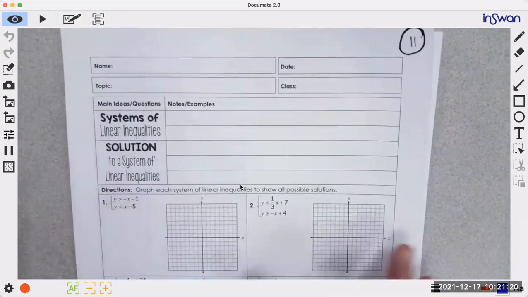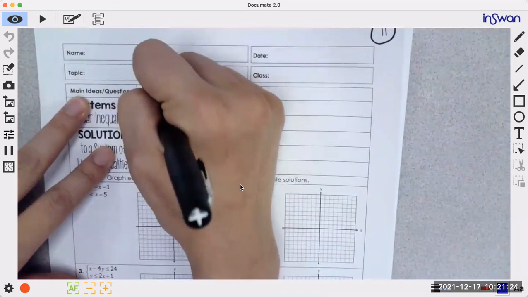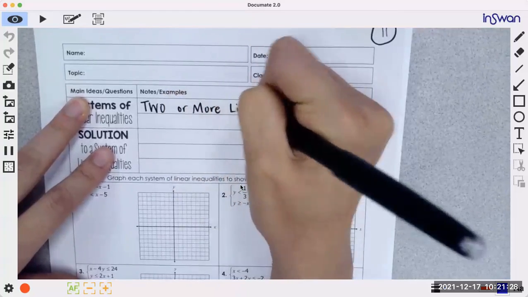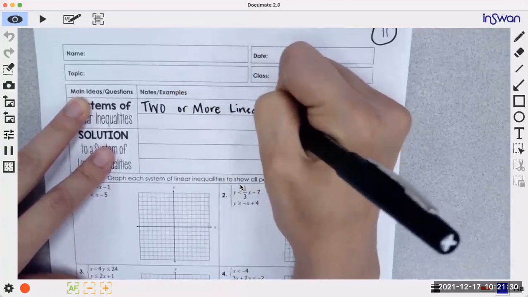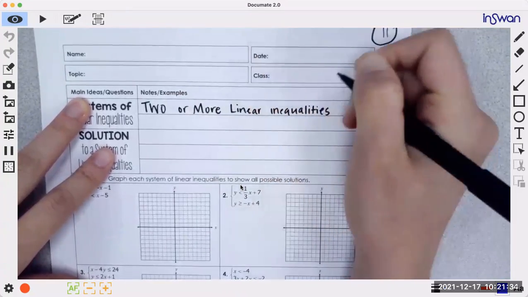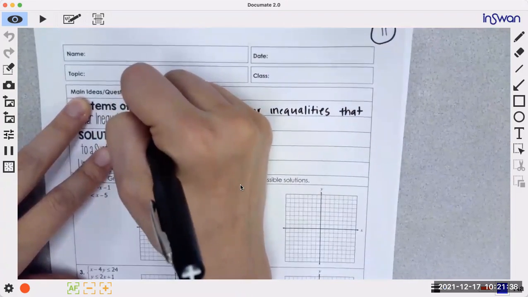Okay, so now instead of dealing with one, a system is going to deal with two or more of these inequalities in one graph. And you see in some of our examples below, we still have our fancy brackets. So don't forget that when you are writing out your system.